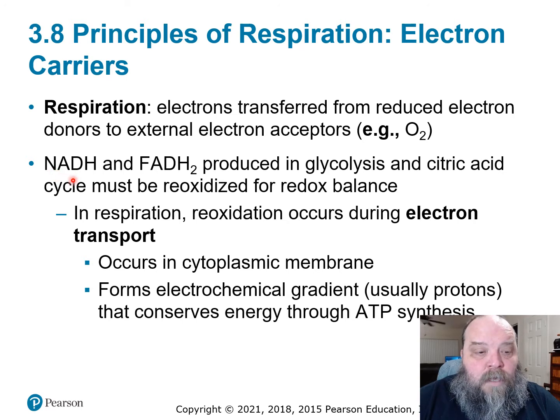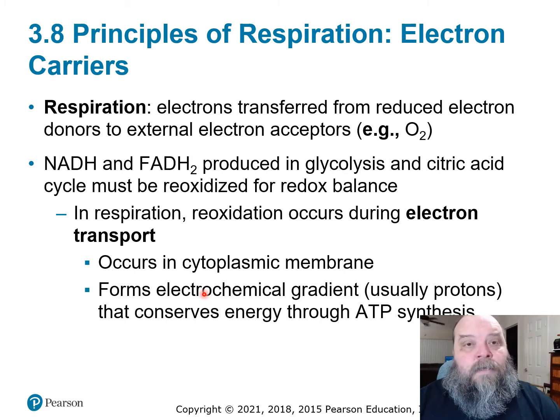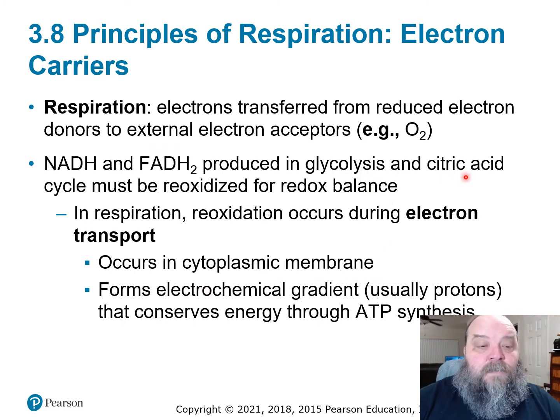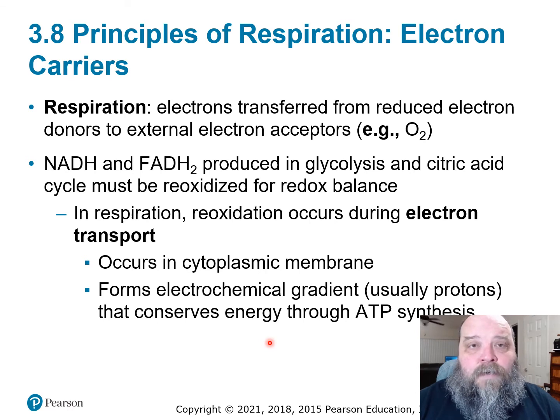Okay, the chaperones of choice are NAD and FAD. They will take the electrons that are harvested in glycolysis and citric acid cycle, and they will transport them somewhere. If it's a eukaryotic cell, they'll transport them to the mitochondria. If it's a prokaryotic cell, they'll transport them to the cytoplasmic membrane. Yeah, even bacteria do some form of oxidative phosphorylation with the cytochrome complexes and the ATP synthase.